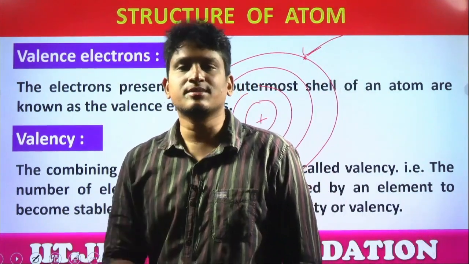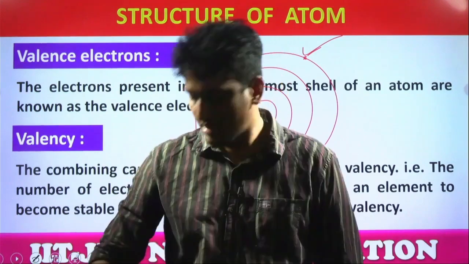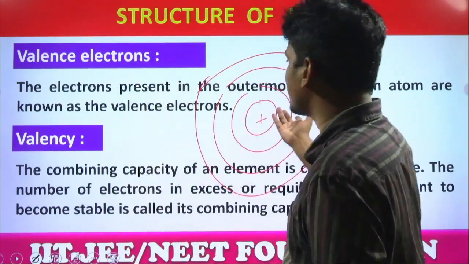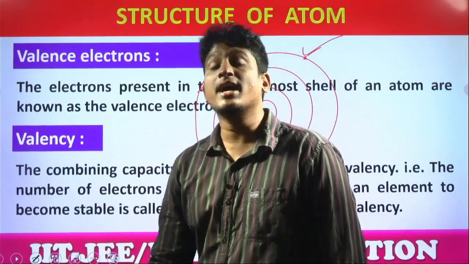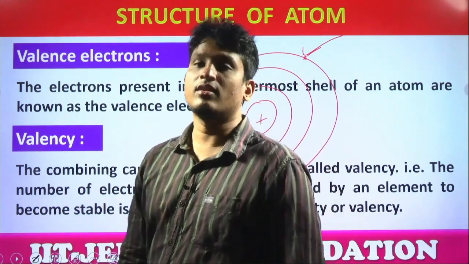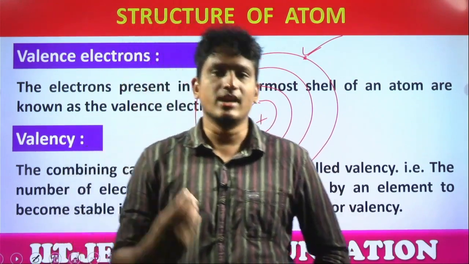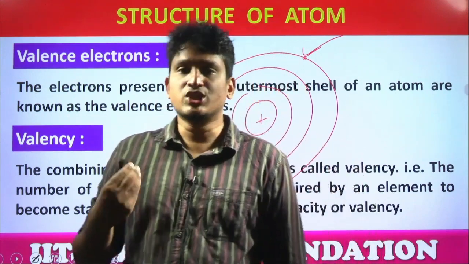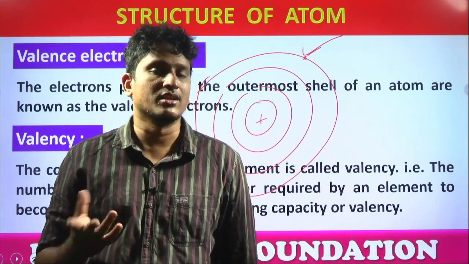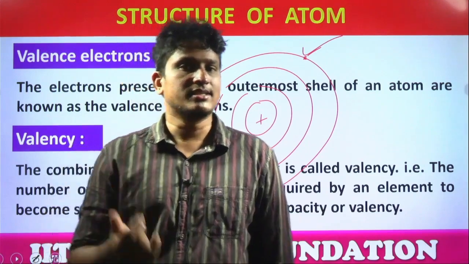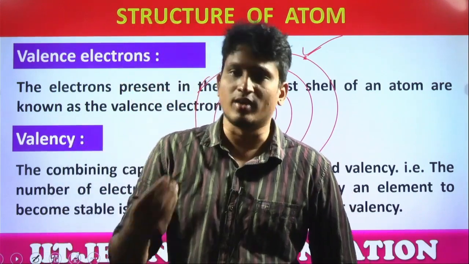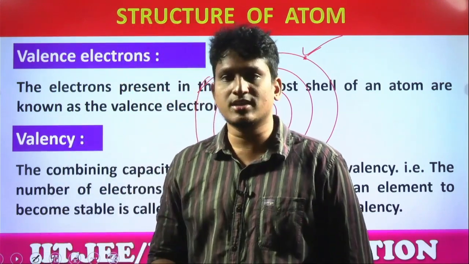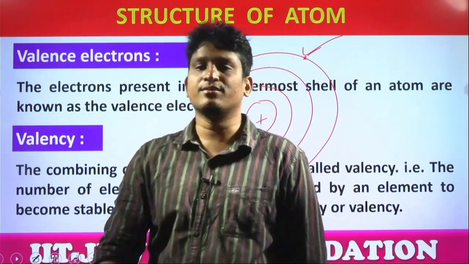Understood? The electrons present in the outermost shell are called valence electrons. That's it. And what is valency? The combining capacity of an element is called valency, students. Any atom participates in a chemical reaction in order to achieve 8 electrons in its valence shell. To achieve that, this atom can participate with 1 electron or 2 electrons or 3 electrons. That becomes the valency of that element.